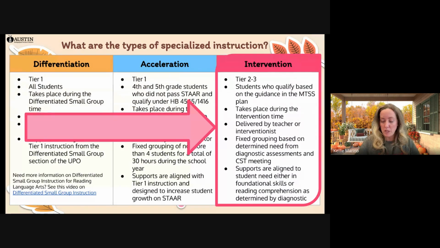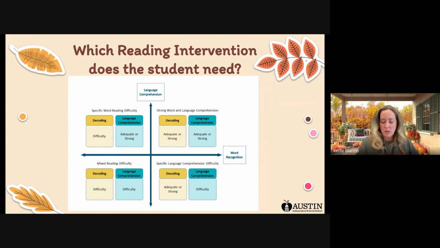It's really important to keep that focus on where these different types of specialized instruction lie, and the type of grouping it is, and who can be delivering that. So I want you to think back to the simple view of reading video. And we're going to apply what we learned in that video to this quadrant chart here.